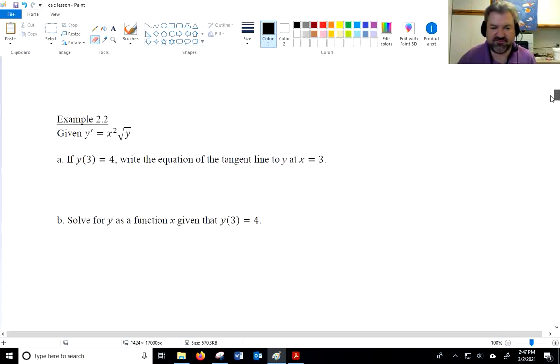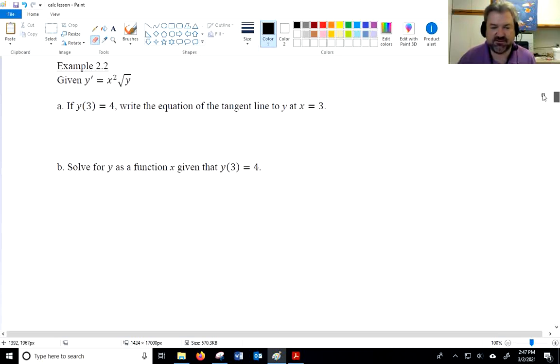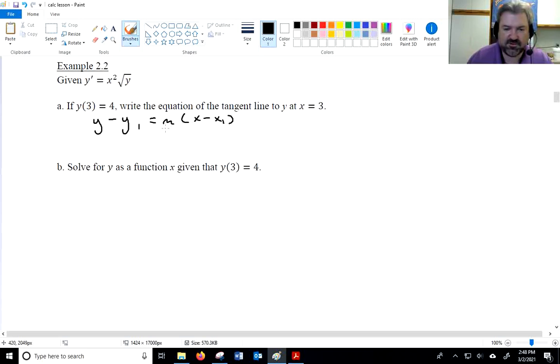All right, let's try the next one. Given y squared equals x squared times the square root of y. A. If y of 3 equals 4, write the equation of the tangent line to y at x equals 3. The tangent line can be written in point slope form like this. y minus y1 equals m times x minus x1, where m, the slope, is the slope of the tangent line.